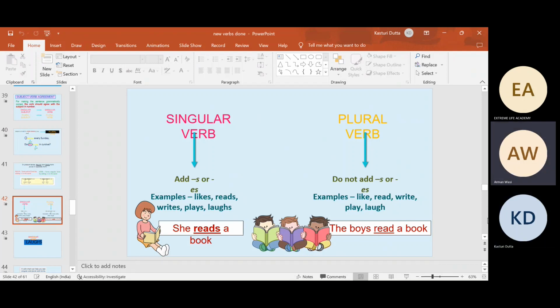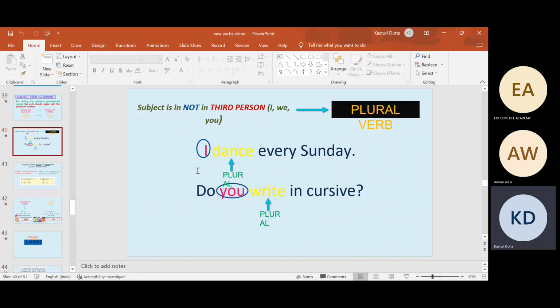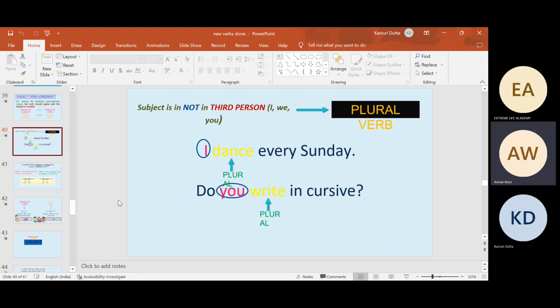Why reads? Is there any exceptional case where we use plural verbs with a single subject? I read a book. I is the exceptional case, because I is counted as a plural. I showed you, no, I is counted as a plural in the singular, but we are using the singular verb. Yes. You is a combination of both singular and plural. I got it.